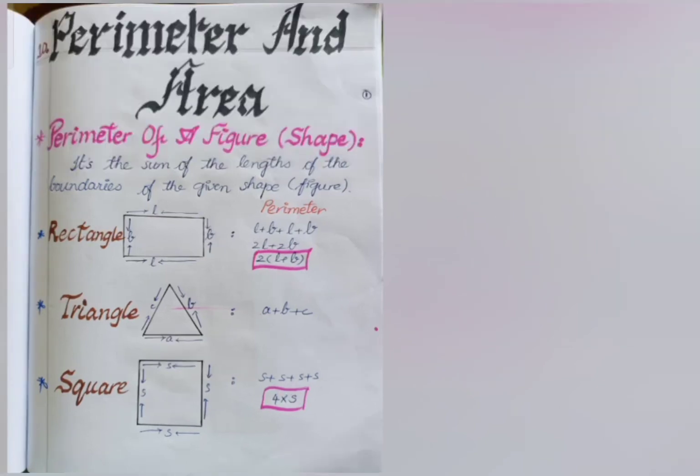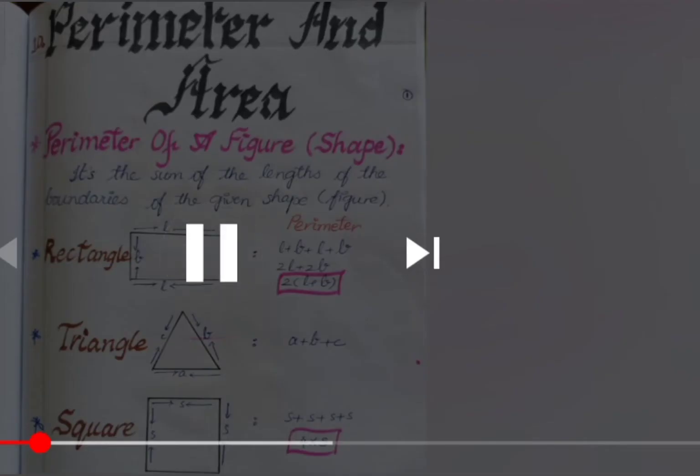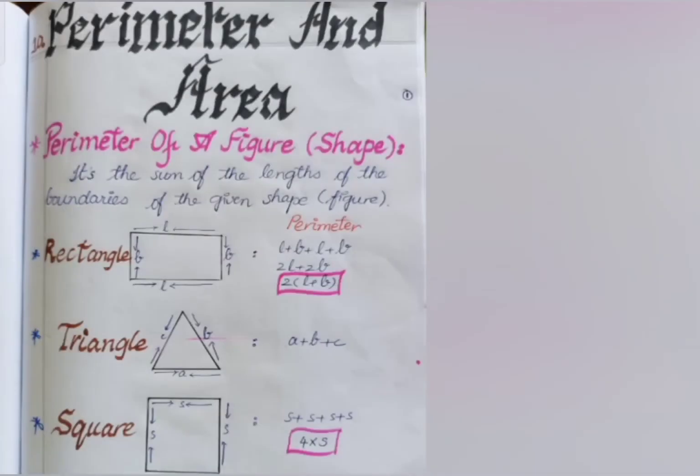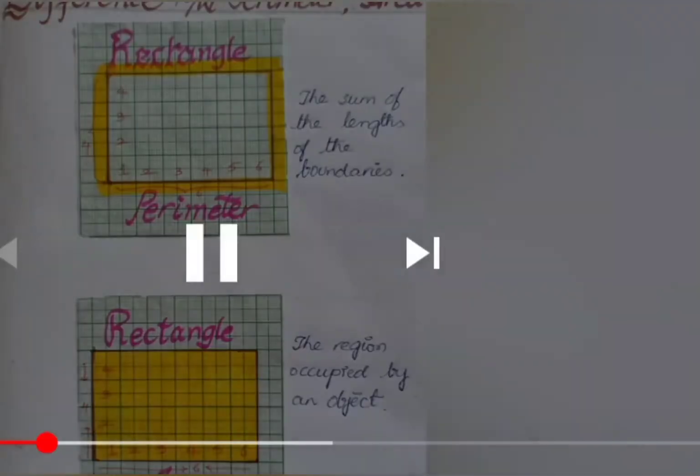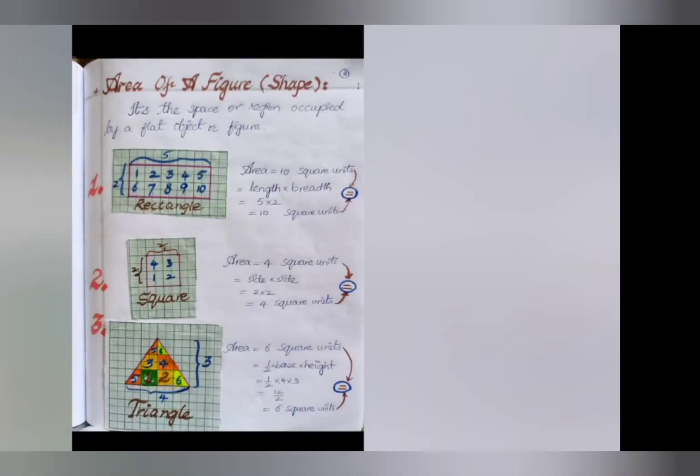So how can we find out the perimeter of a figure? Either by adding the lengths of the boundaries or by using the specific formulae. So if I give one figure, you can find out the perimeter, girls, right? Okay. So we discussed the definition of perimeter and how to find the perimeter of various shapes.